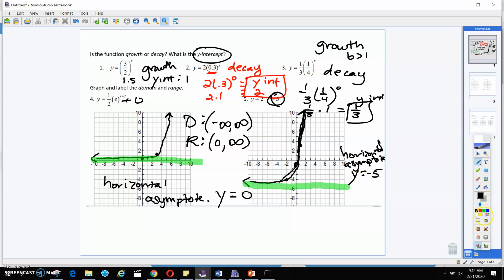Okay, let's talk about our domain and range. Our domain is going to be from negative infinity to positive infinity. I can plug in any x value. And my range is going to be from negative 5 to positive infinity.